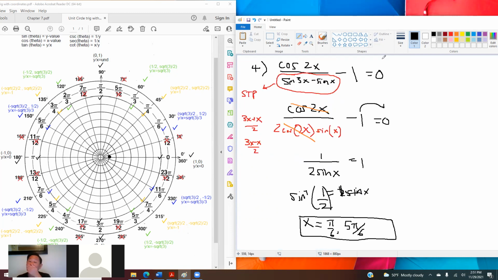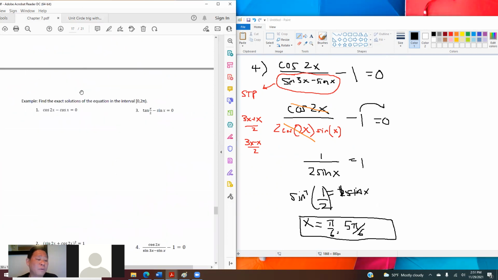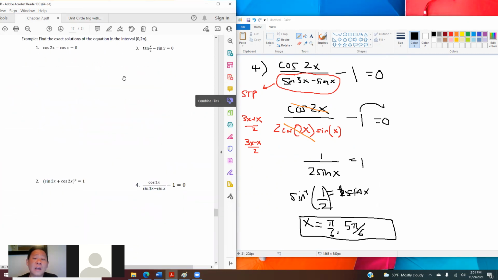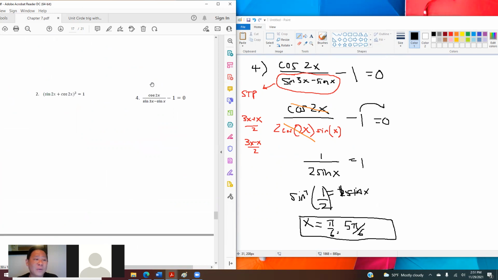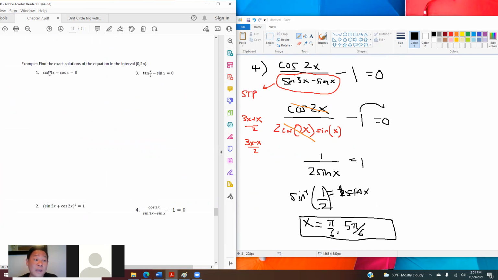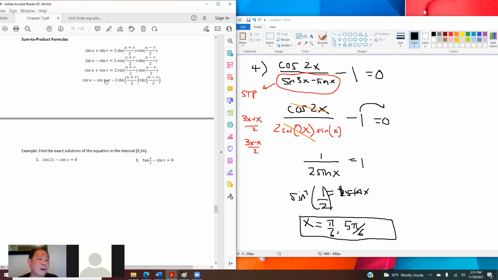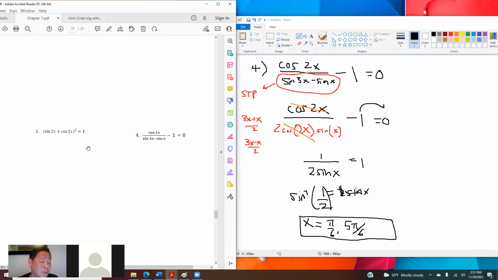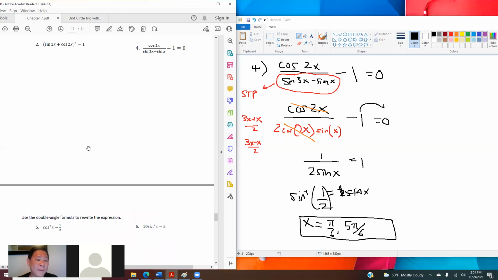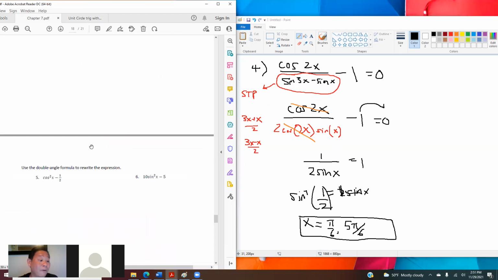So this is not bad. In your test, I won't come up with something like question 3, which is a little bit tough, but 1 and 4 are doable. So I will come up with something like this. When you see something with addition, and yes, you can also use sum to product on number 1 because they are subtracting. It's cosine minus cosine, so you can use the fourth one. You're still going to get the same answer if you use a double angle formula. So it's very flexible how you do it, but when you pick a formula, you stick with that formula.